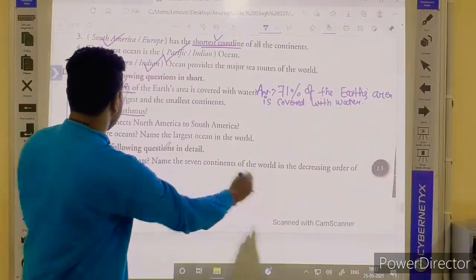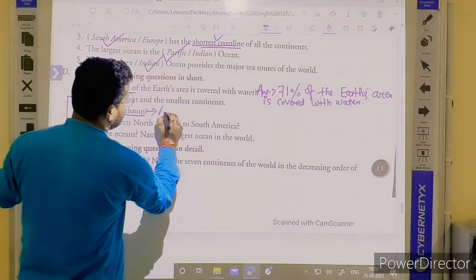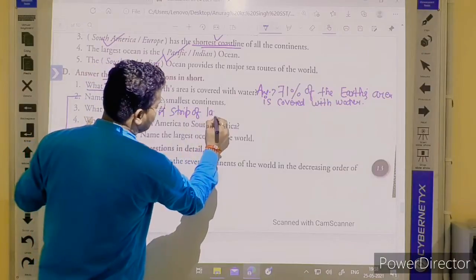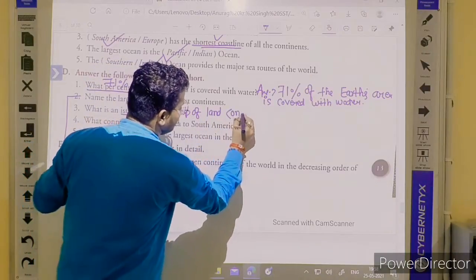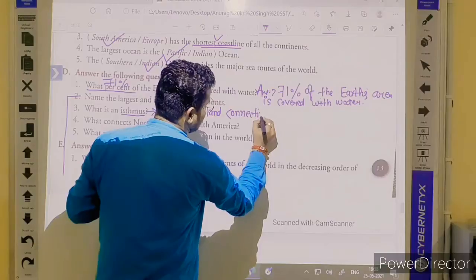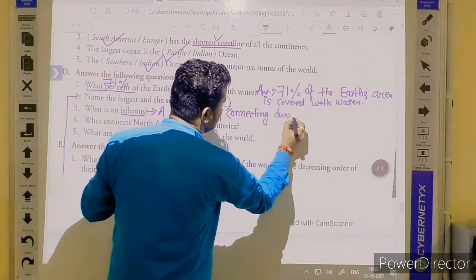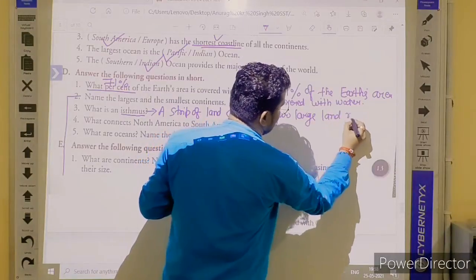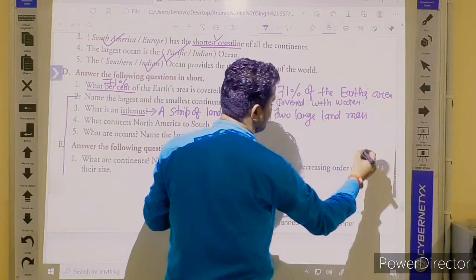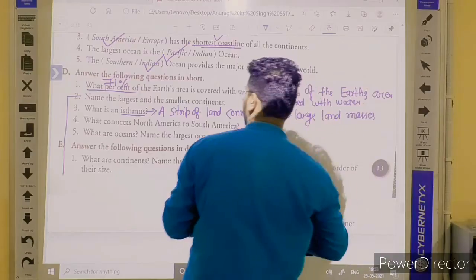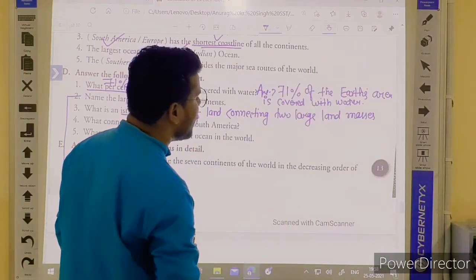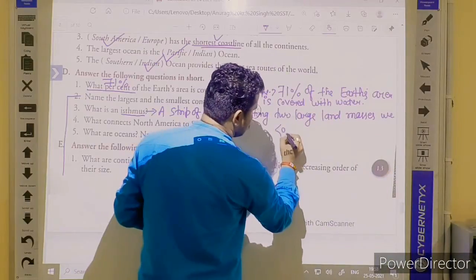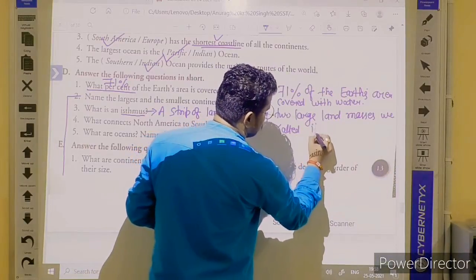What is an isthmus? A strip of land connecting two large land masses, we call it an isthmus.